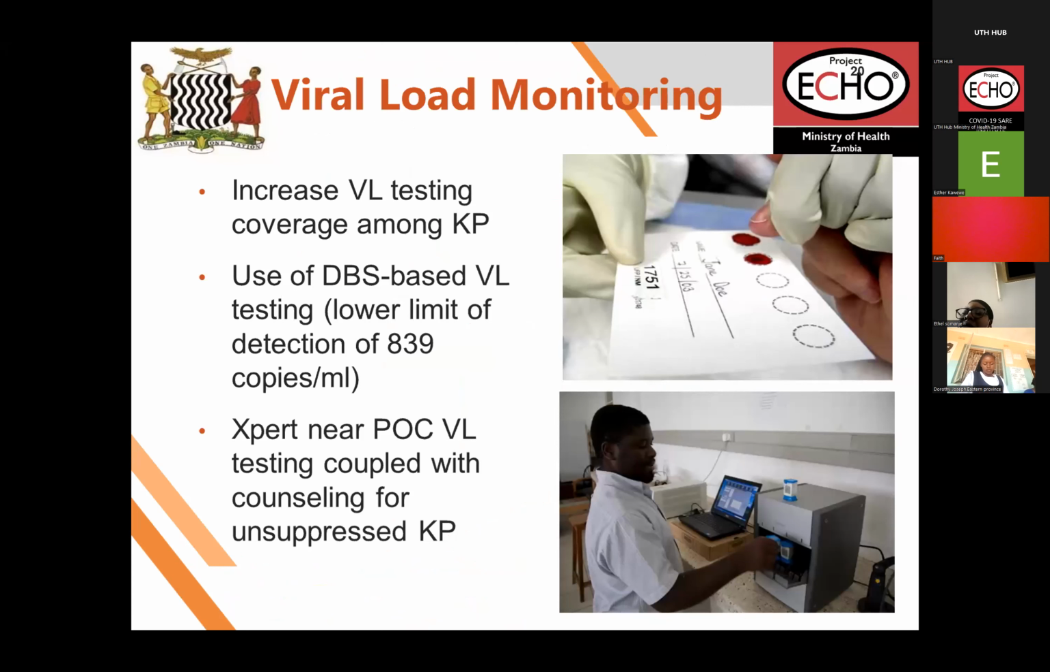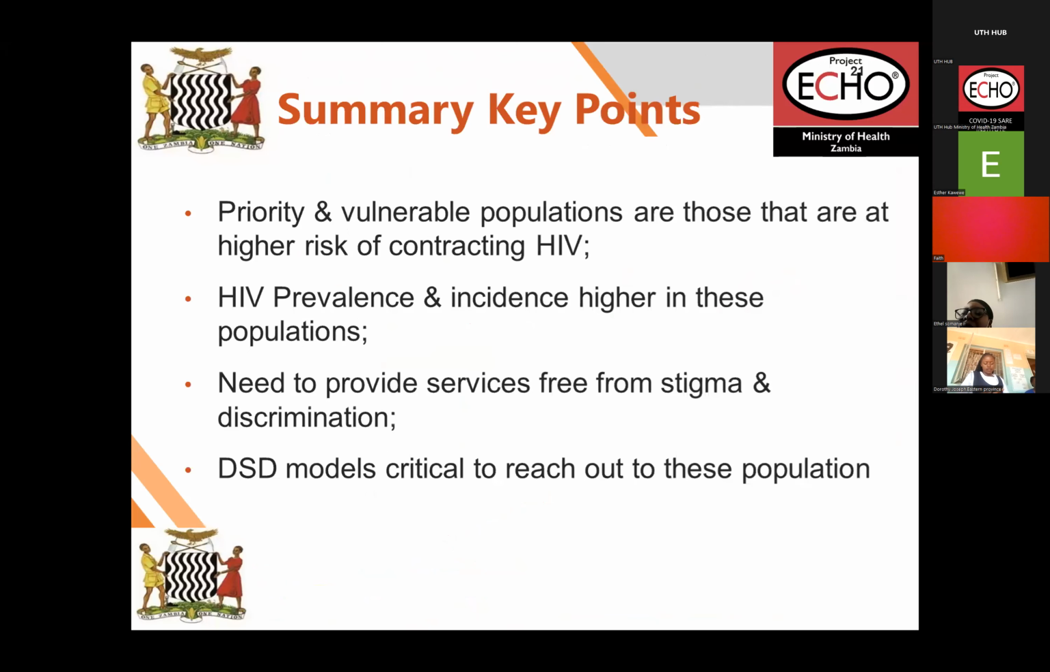I think I've spoken about this next slide, so let me just go to the summary and indicate quickly that, as I indicated, priority and vulnerable populations are those at high risk of HIV, and the risk is higher in these populations. If this is not addressed, as a result of many factors that include stigma and discrimination, we may not attain, as a country and even as a region, our vision to end AIDS as a public health threat by 2030. And when we talk about 2030, we are talking about the next 8 years.